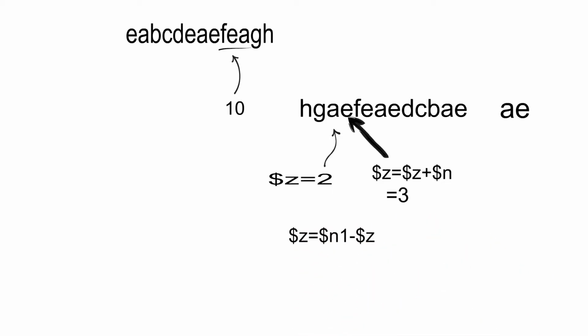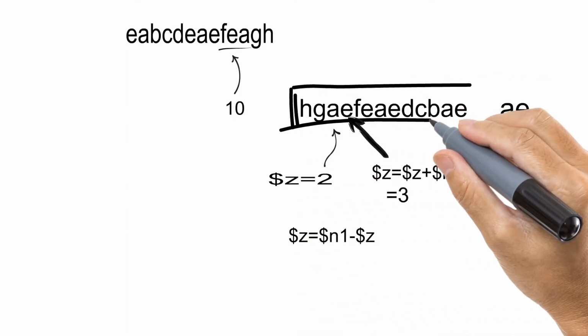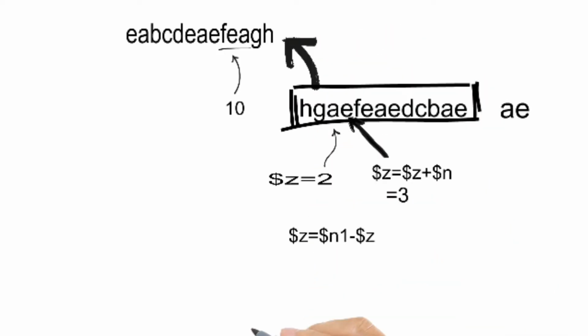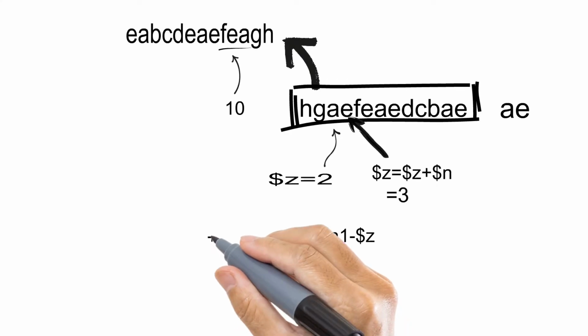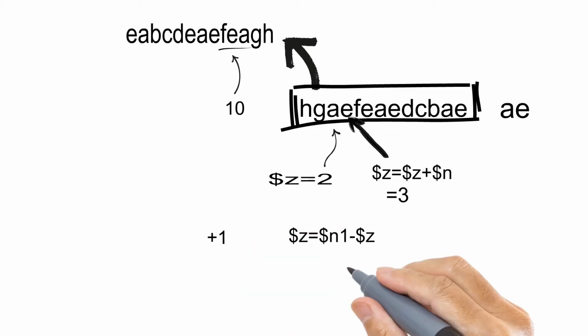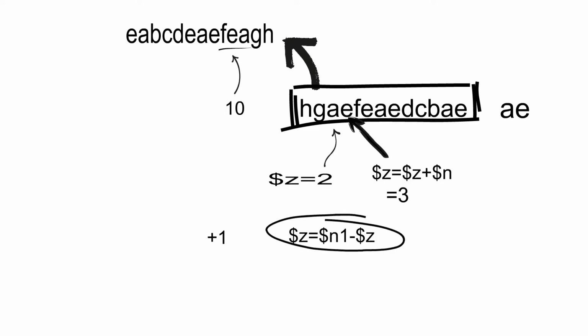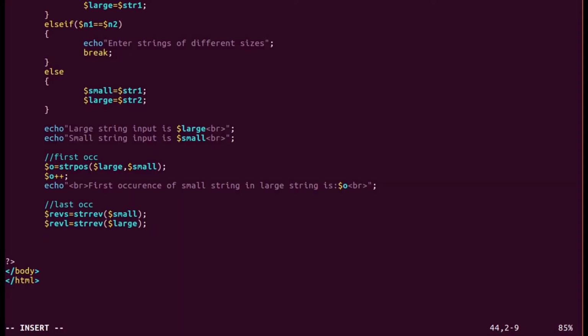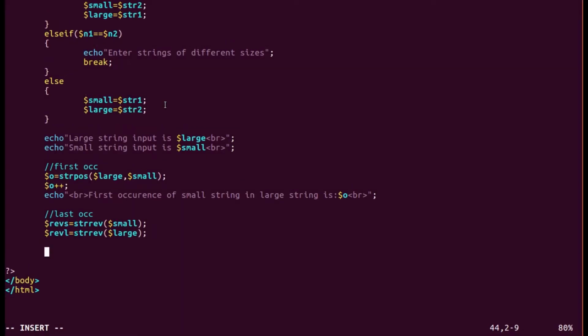Now this will give us 3. Now we subtract 3 from the total length of the last string, which is the length of this string, which is ultimately the length of my original string. Now since my index values for reverse string are starting from 0, I'll add 1 to my equation, and ultimately it will give me 10, which is my required output. Our reverses are stored in revs and revl, and let's store the string position in z.